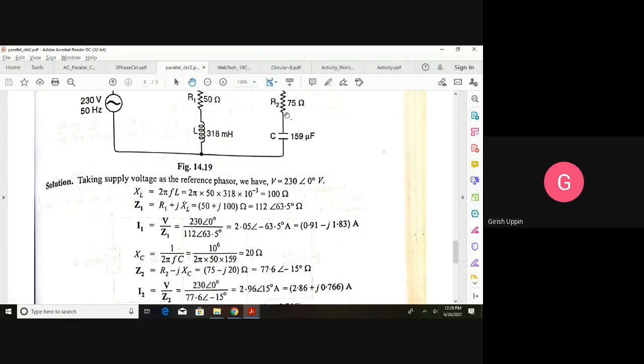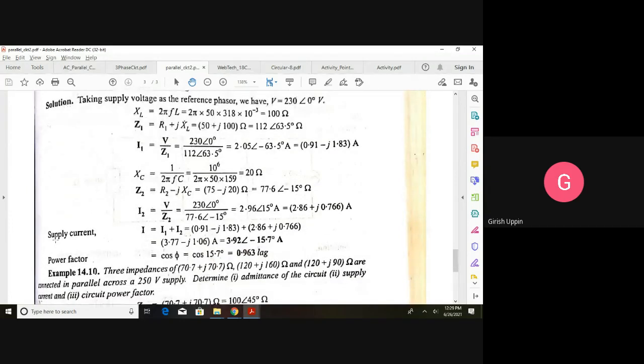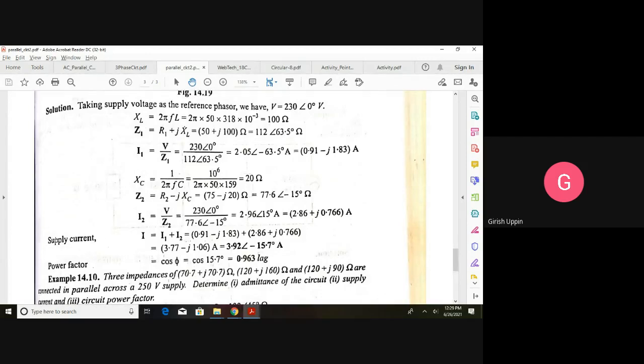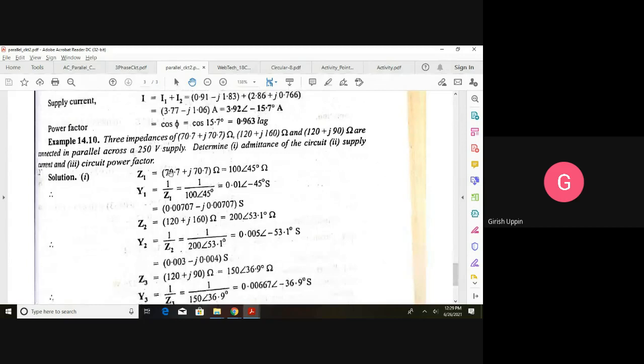Once you have Z1, Z2, it is the same as before. You can use the impedance method: 1 by ZT is equal to 1 by Z1 plus 1 by Z2, and you can calculate, or you can use this particular methodology. And you can see in this particular problem, they have given the direct complex number form, the rectangular form, of three impedances: 70.7 plus j 70.7. What is this? This is R and XL, so it is an RL combination. One more RL combination, 120 plus j 160, and 120 plus j 90.